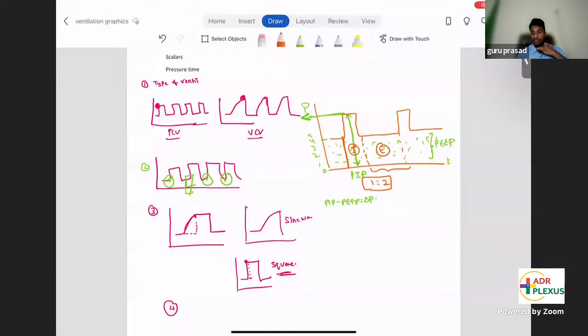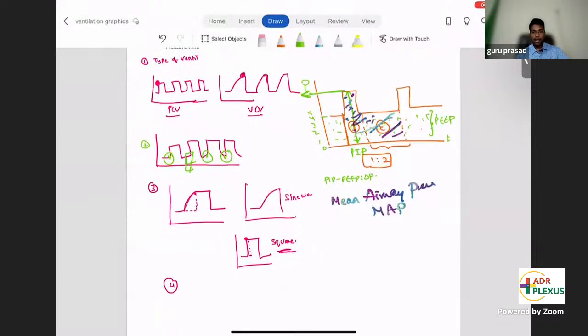So if someone asks, what does the area under this curve represent? What is the area under this curve? What does this represent? This represents nothing but the mean airway pressure, also called MAP. So why is this MAP important? Because it will determine your oxygenation.